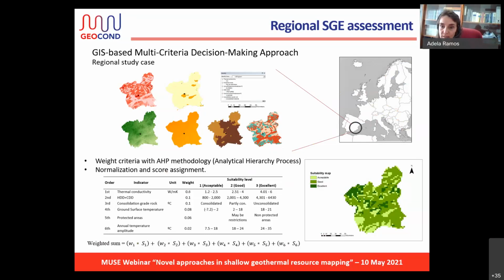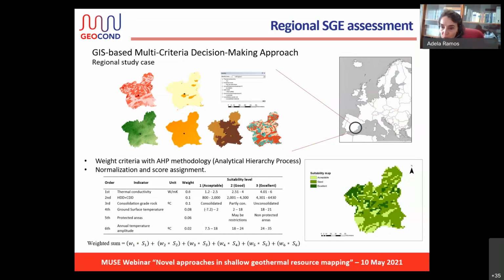So looking at the suitability map, here we can discern some areas with excellent properties, but in contrast, we know that the regional government does not give any mention to the shallow geothermal exploitation in the regional plan. So we think that these resulting maps could be a good tool to support the energy decision makers, to promote the use of the shallow geothermal energy at the regional scale.